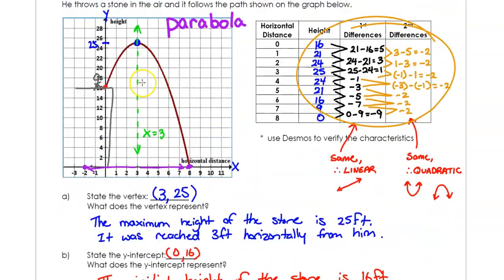Oh, why don't I also tell you, normally this line goes on forever, so I put arrows on the top and bottom, and I always do it dotted, okay? It doesn't really matter if you do it dotted or not, that's just the way I do it.